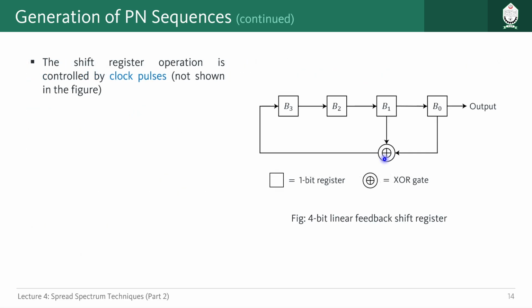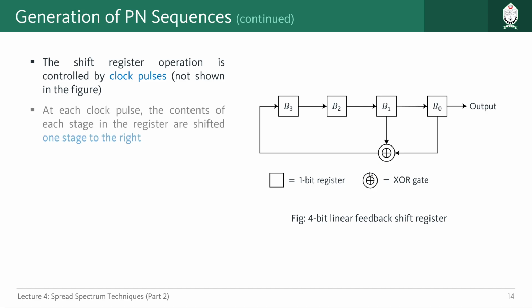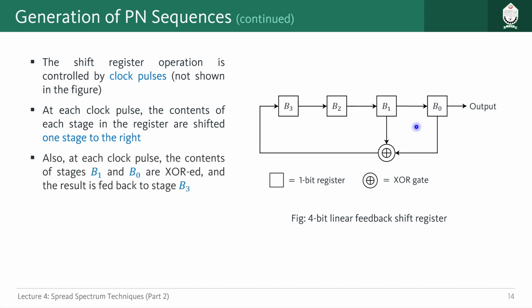And obviously there will be some clock pulses which will govern this whole circuit, which is not shown here, and at each clock pulse contents of each stage will be shifted to the right. And also at the same clock pulse, the contents of B1 and B2 will be XORed together and the output will be fed back to B3.